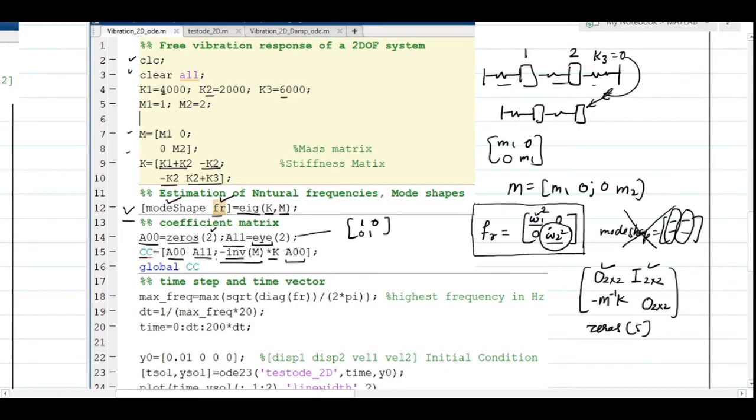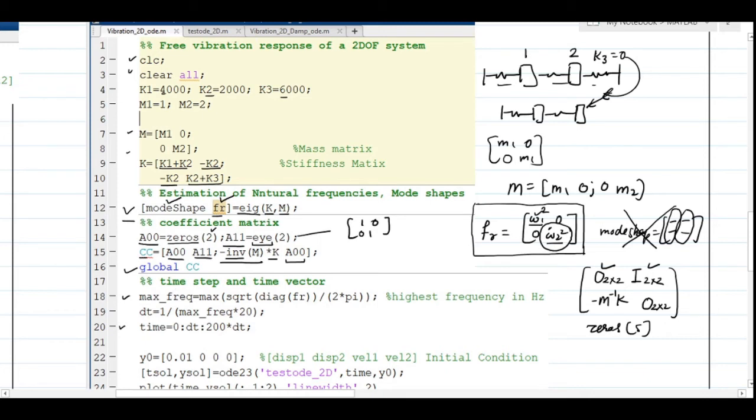So line 15 indicates the coefficient matrix. Line 16 I have used to make it global, because later on I am going to use this CC matrix in my function that will be created for the ODE command. So here I am creating this CC as a global variable. After that, from line 18 to 20, I am creating my time step and the time vector.